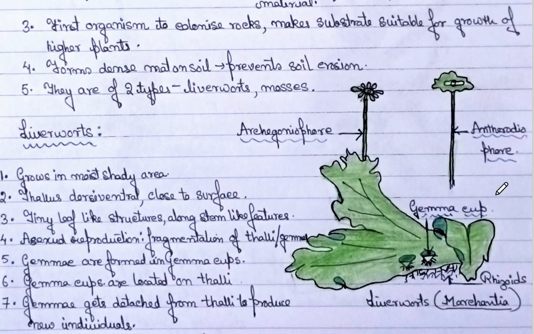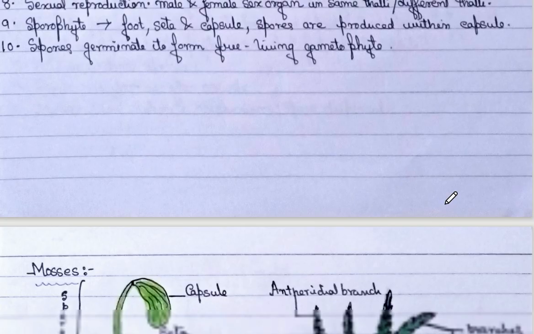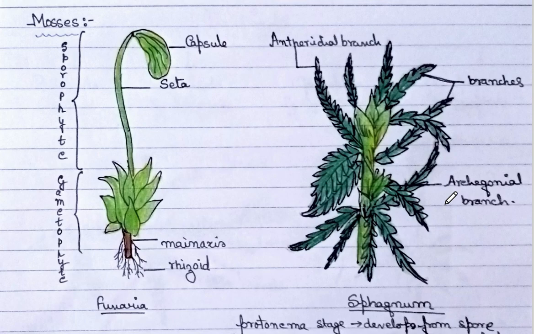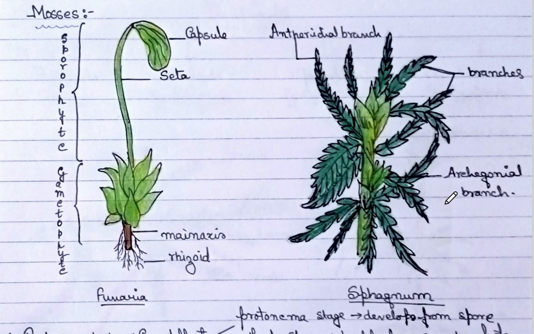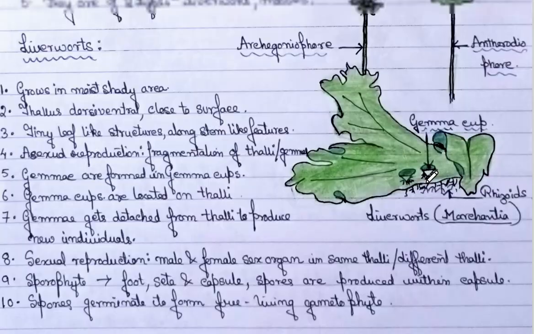So this is a typical structure of liverwort, which is a thallus-like structure, which can either have archegoniophore or antheridiophore. We will come to these things later. And this is a typical structure of moss. This is funaria and this is sphagnum. Here we can see capsule, seta, main axis, rhizoid, and we will learn in details what are these.